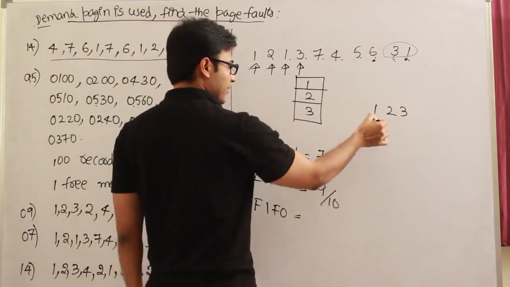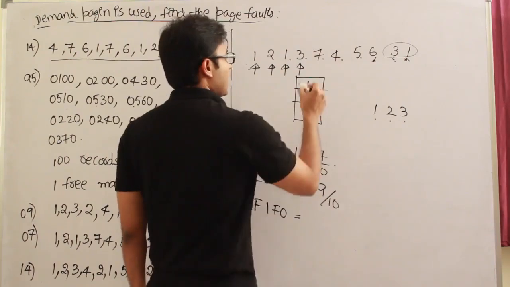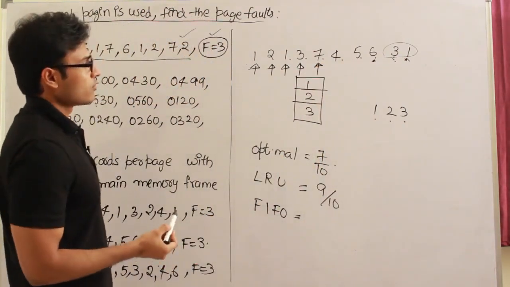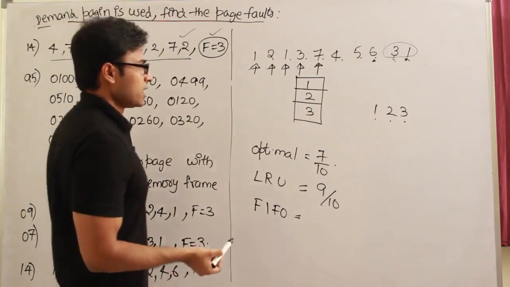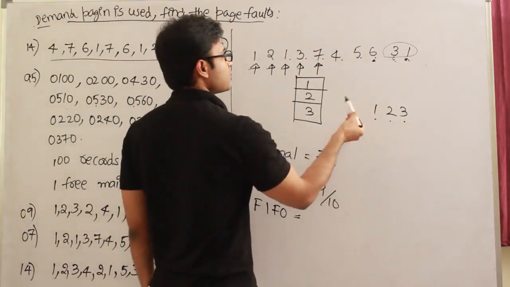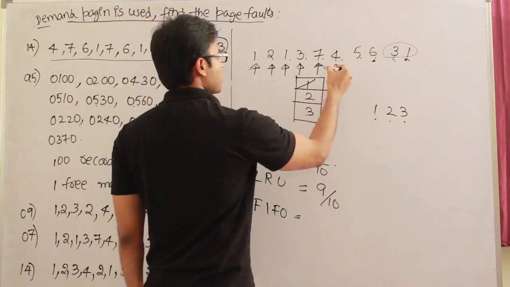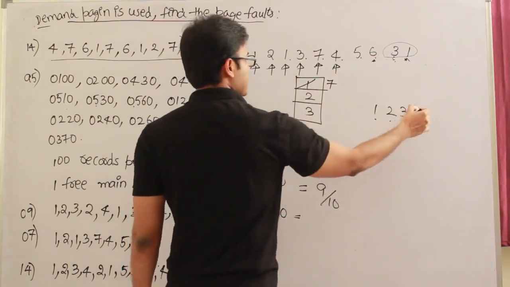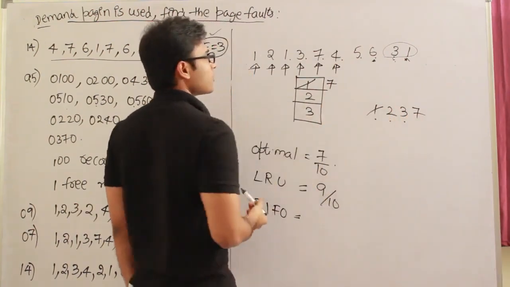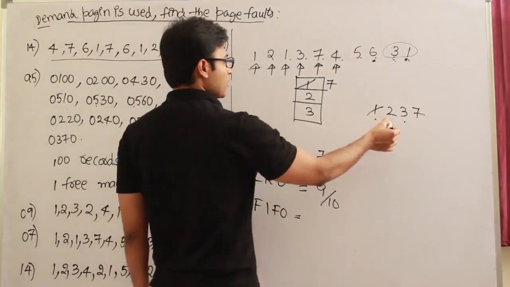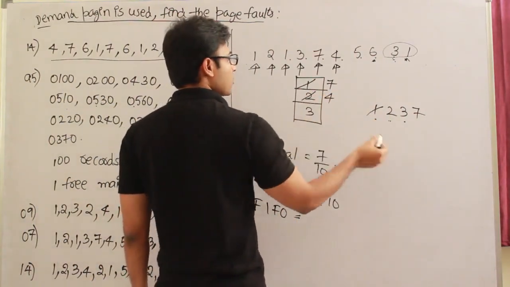So in the queue, 1 arrived first, then 2, then 3, and next we want 7, right? So what are we going to replace if we want 7? The first one which has come has to go out. Therefore 1 will be replaced with 7, and next 4, right? Which one has to be replaced? 2 has to go out, right? Therefore 2 has to be replaced with 4.